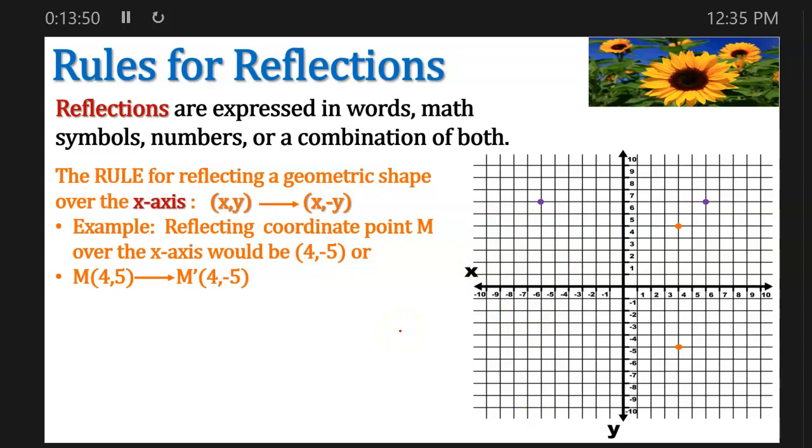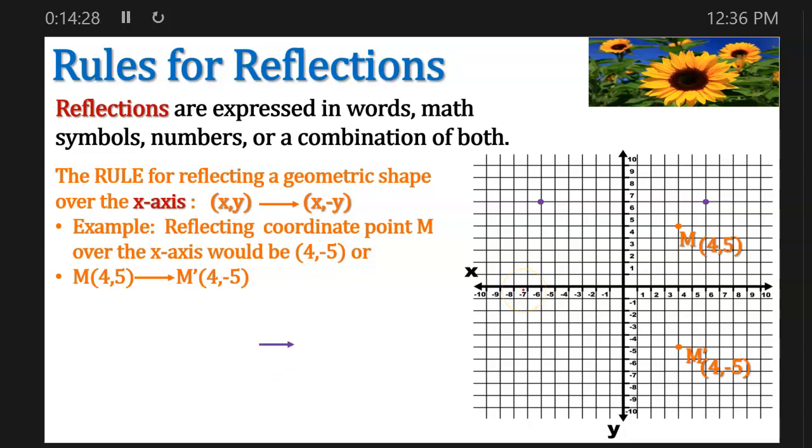So an example would be reflecting coordinate M, which is this coordinate here, which is 4, 5. And we're going to reflect it over the x-axis, and it's going to turn into M prime, which is 4, negative 5. Notice the negative 5 is the only thing that changed from the positive 5. So that y value changed to its opposite, and the point is now located in a different quadrant across this x-axis.